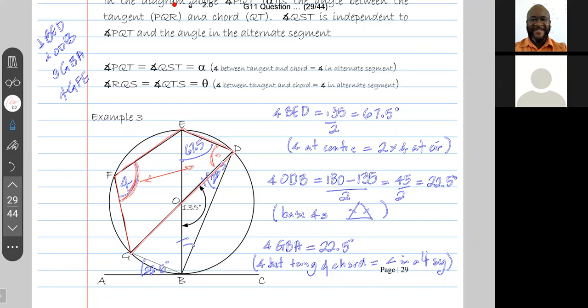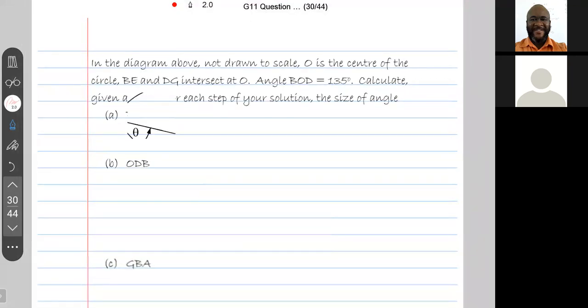Guys, you see that entire angle at D, angle BDE, that's 90 degrees. And it's 90 degrees because angle BDE is an angle in a semicircle. So I need space to write all of that.